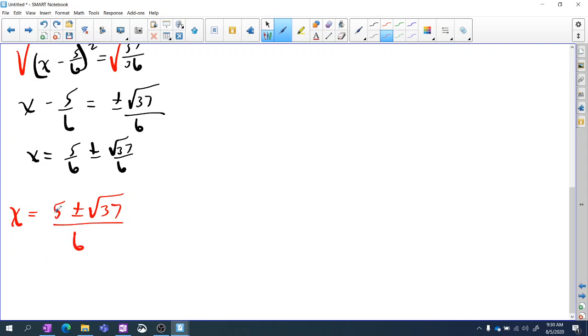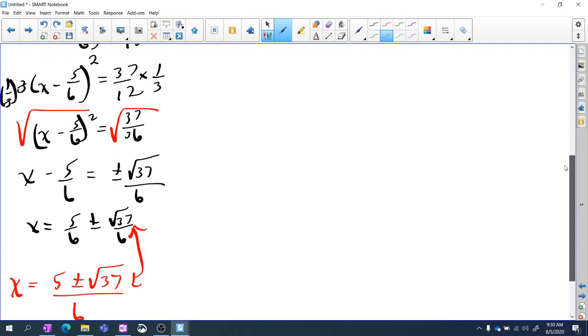So then there's two possible answers. 5 plus the square root of 37, divided by 6 will give you one answer. 5 subtract the square root of 37 divided by 6 would give you the second answer. If you leave it like this, your solutions are exact. Personally, I don't really care whether you stop here or go to here. What I want you to be able to do is if you stop here and you turn to an answer key and see this as the answer, I want you to realize that these are the same thing.